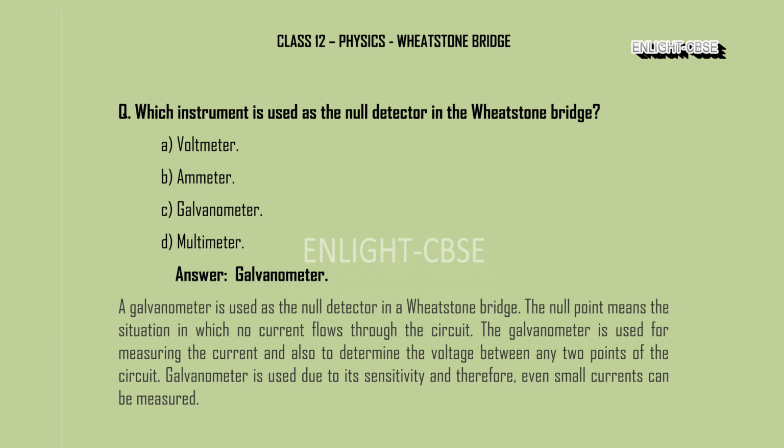A galvanometer is used as the null detector in a Wheatstone bridge. The null point means the situation in which no current flows through the circuit. The galvanometer is used for measuring the current and also to determine the voltage between any 2 points of the circuit. Galvanometer is used due to its sensitivity and therefore, even small currents can be measured.